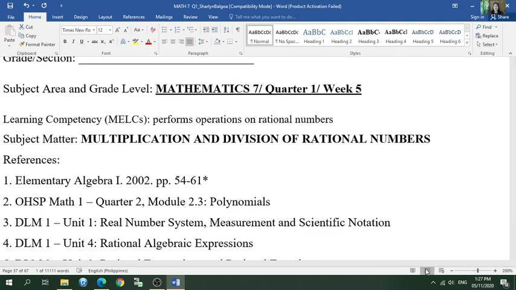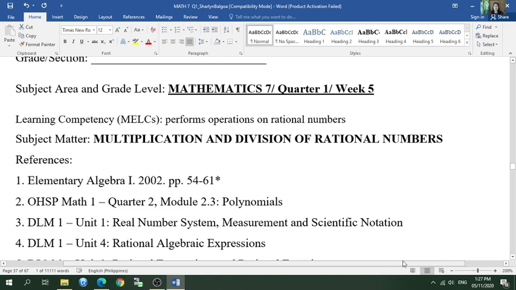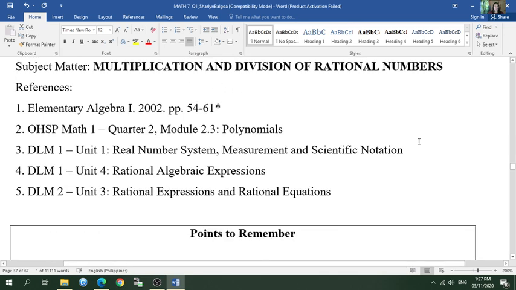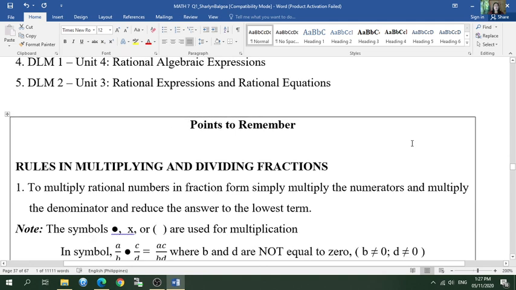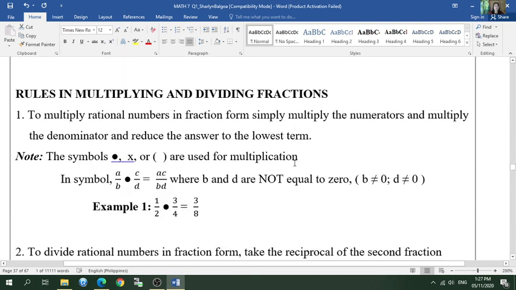Okay? So, let's have multiplication and division of rational numbers. Okay, how are we going to multiply and divide fractions? Okay, we will start on multiplication. To multiply rational numbers in fraction form, simply multiply the numerators and multiply the denominators and reduce the answer to the lowest term.